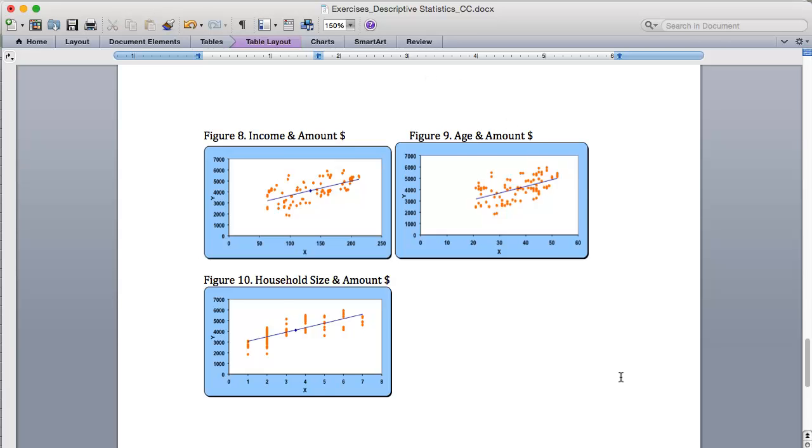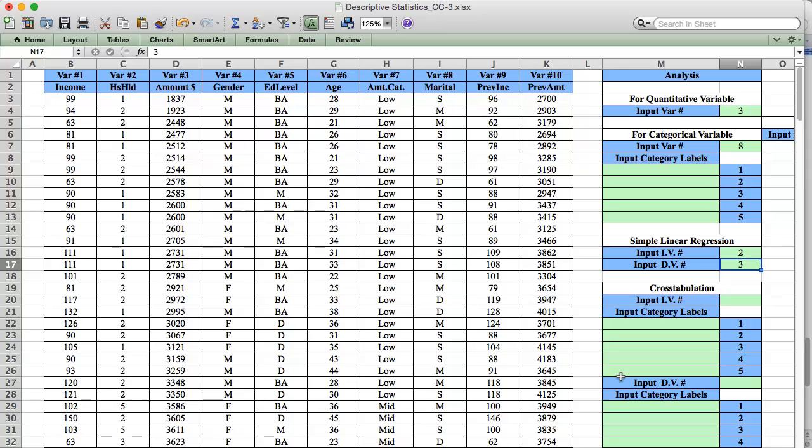Now there is one more descriptive technique that we have for examining relationships, and that is our cross-tabulation. Cross-tabulation requires that both the independent variable and the dependent variable are in categories. So we have 3 independent variables that are already in categories: gender, ed level, and marital status. But our dependent variable, amount charged, is quantitative.